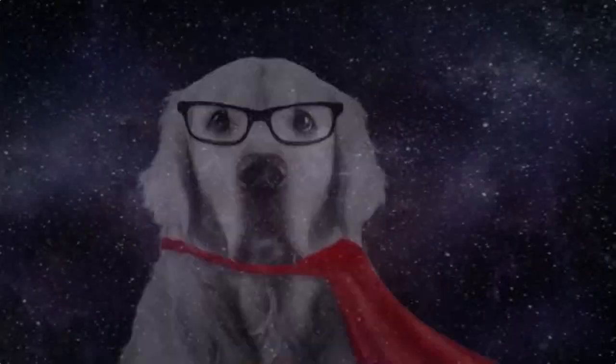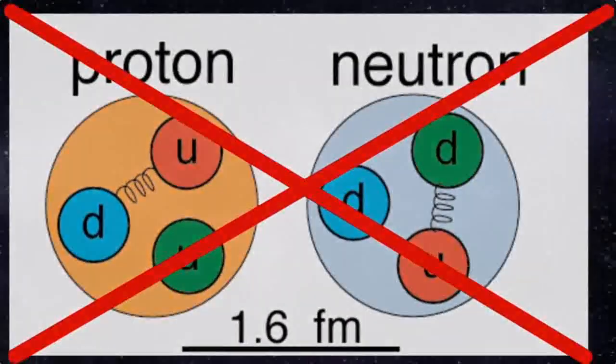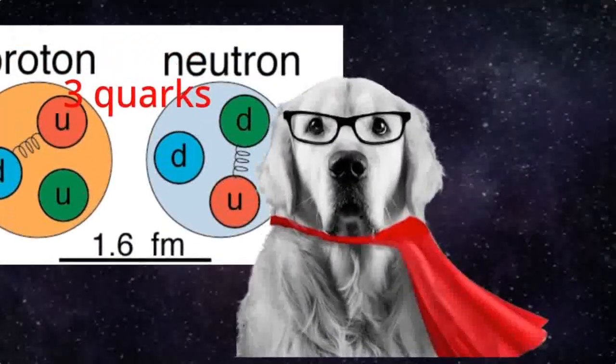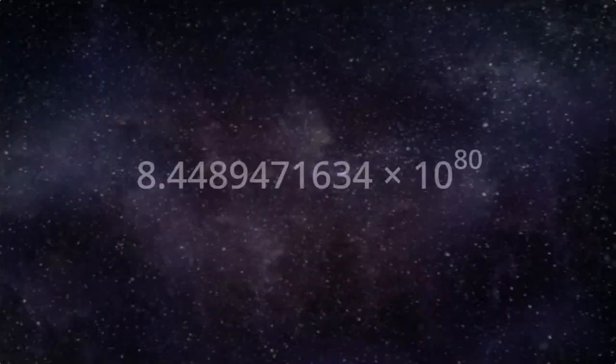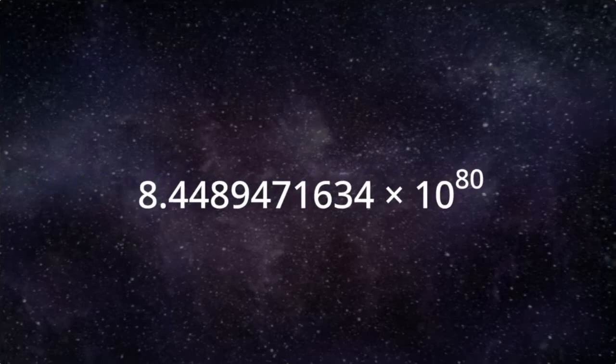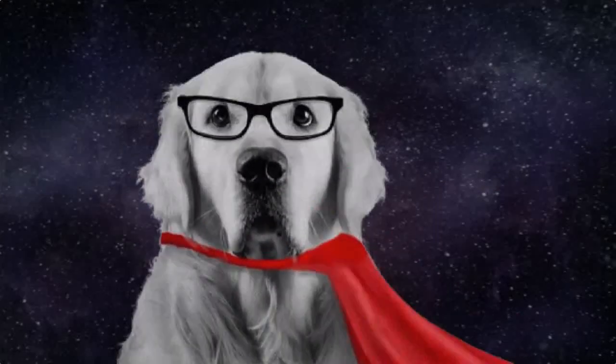However, protons and neutrons are not fundamental particles. Each proton and neutron is made up of 3 quarks. So, in total, atoms make up 8.4489471634 times 10 to the 80 particles. Next, we should calculate the number of photons.